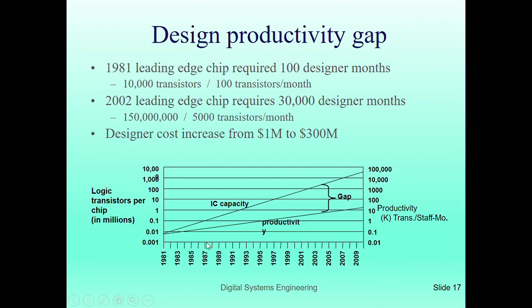Here you can see the 3D diagram, which shows the relationship between the number of transistors, number of years, and the productivity. You can see the productivity and the IC capacity. Still the IC capacity is much more compared to the productivity, so there is still a gap. It means that we still need more good and trained people in integrated circuit design and embedded system technologies.